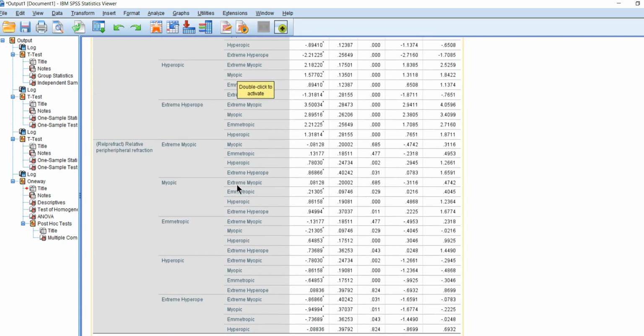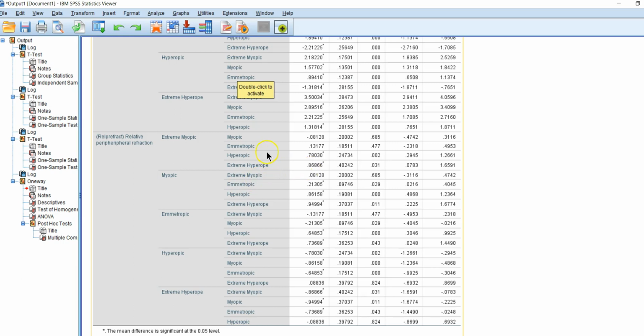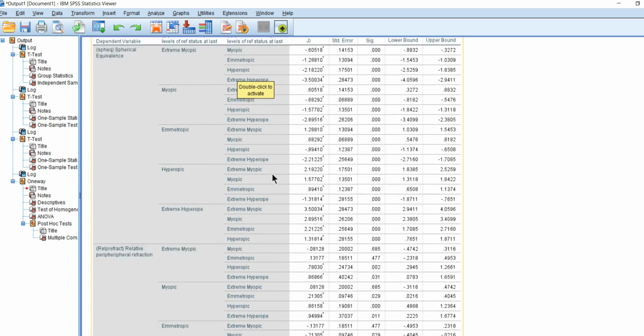All right, so that is our differences. You'll note also we have, for example, myope versus emmetrope, and we have emmetrope versus myope, and that's 0.21305, the difference 0.21305. So this table has twice as many paired comparisons as it needs, because basically it duplicates those comparisons. So there's really only half as many multiple comparisons as it appears.